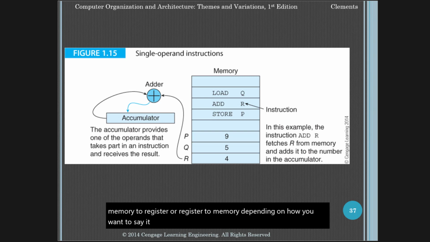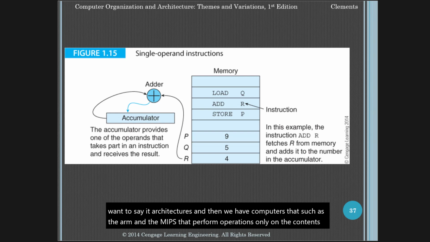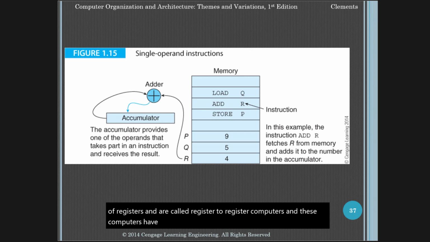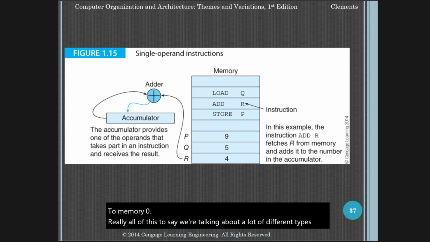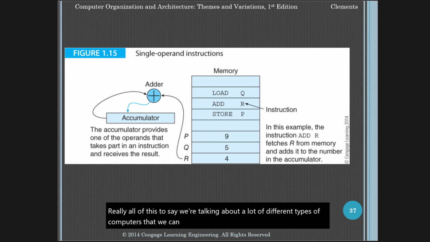And then we have computers, such as the ARM and the MIPS, that perform operations only on the contents of registers and are called register to register computers. And these computers have a load instruction to put data in registers and a store instruction to transfer data from a register to memory. So really all of this is to say we're talking about a lot of different types of computers that we can categorize based on the way that they operate and read their operands.